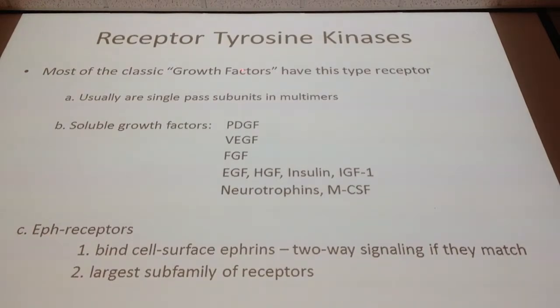So enzyme-linked receptors, or at least there are different types of enzyme-linked receptor. Receptor tyrosine kinase is the major type of enzyme-linked receptor in animals. In plants, it's actually receptor serine threonine kinase. We'll talk about that later. Okay, so in animals, receptor tyrosine kinases constitute the majority of the enzyme-linked receptors that we know of.